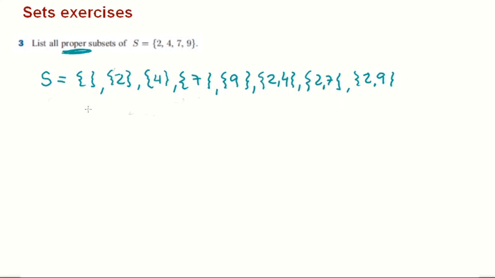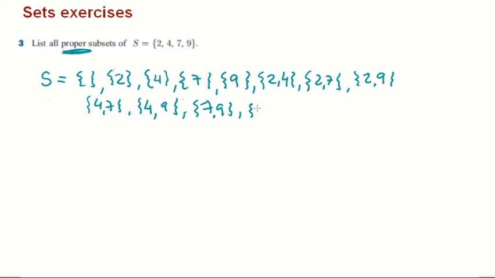Now we still have some pairs. We can combine 4 and 7, 4 and 9, and 7 and 9. So we have done all pairs. Now the order here, we're not really caring about the order. 7 and 9 and 9 and 7 should be the same set, right? They do have the same numbers.